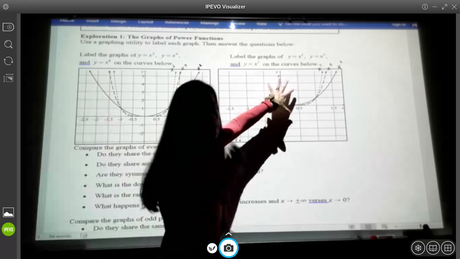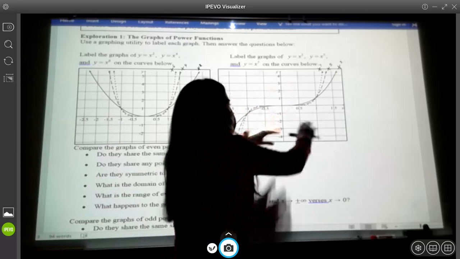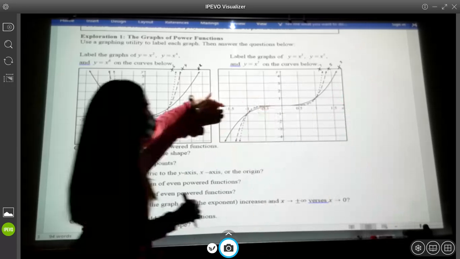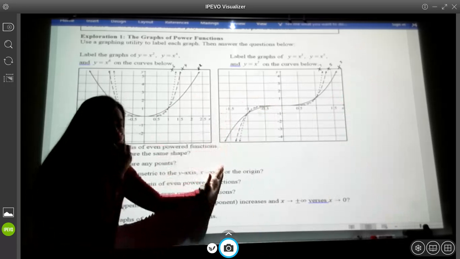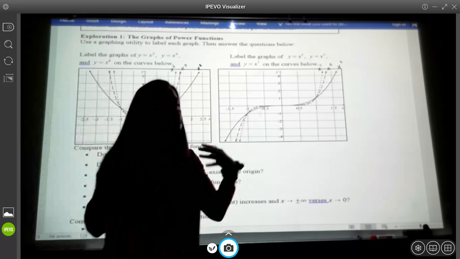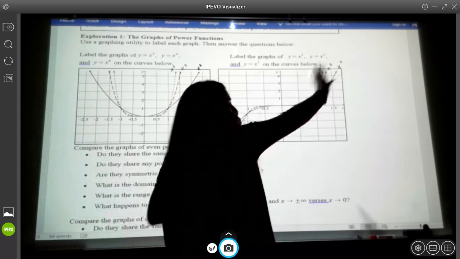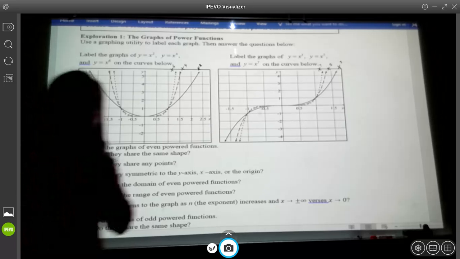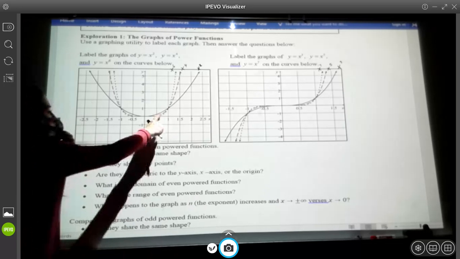But on an odd power function, look at the end behavior. As x gets really big, this end ended up. As x gets really small, this end ended down. So on odd parent power functions, the end behavior is different. It's opposite.